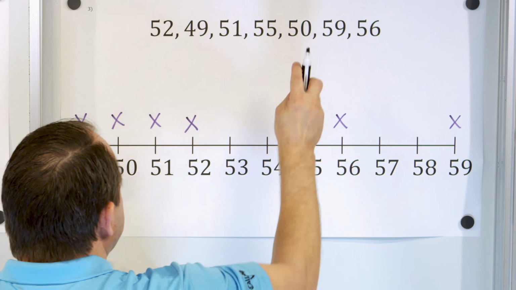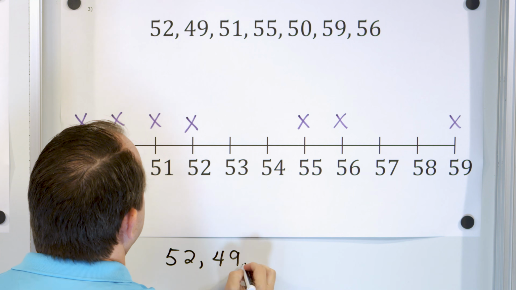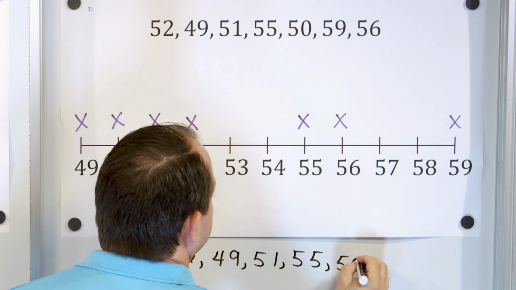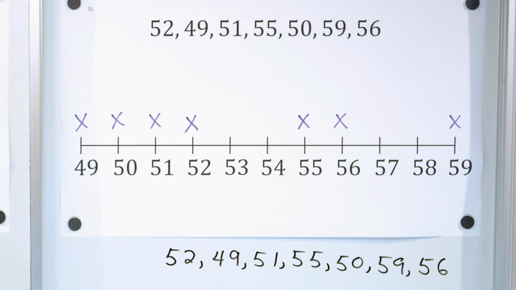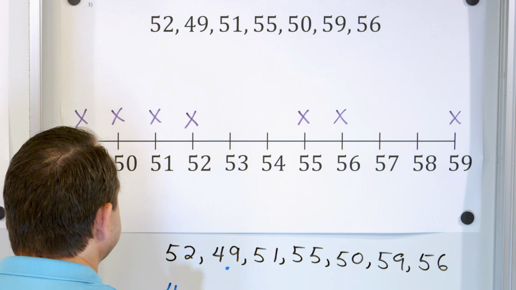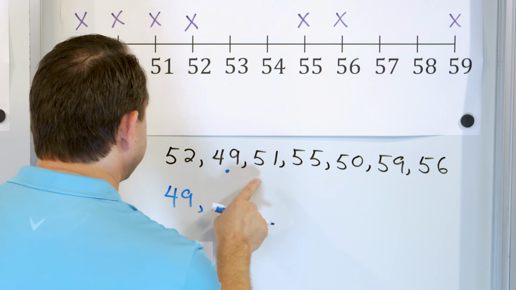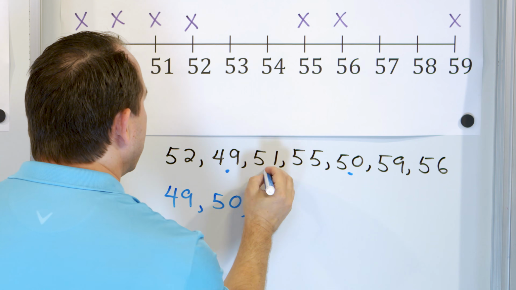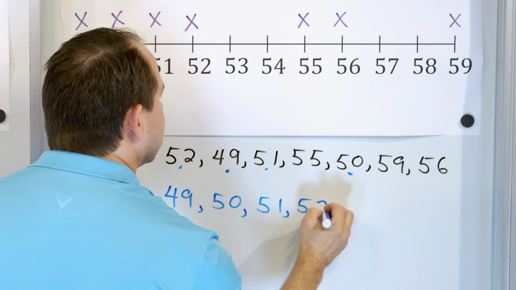Let's first write down the numbers in their existing order: 52, 49, 51, 55, 50, 59, 56. And I want to reorder this data from least to greatest. The smallest number here is actually 49. That comes first, right? And after 49 is going to be 50. 50 is right here, right? I have a 51 right here, and I have a 52 right here.